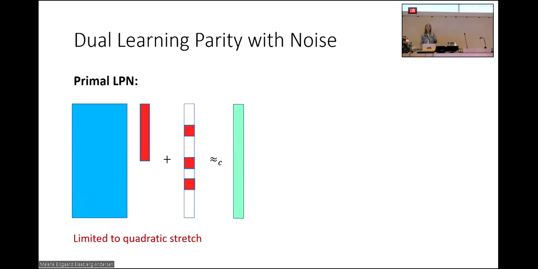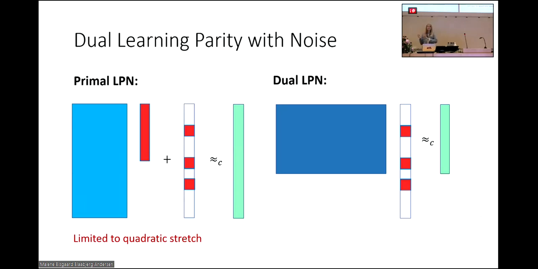The limitation to quadratic stretch you can overcome simply by going to the dual version. So what you can do is multiply by the left kernel, the dual matrix, and this basically gets rid of the secret. Then you can increase the size of the secret, and you can get arbitrary polynomial stretch. The reason on the left-hand side why it's limited to quadratic stretch is that if you choose it too sparse, you can just guess sufficiently many non-noisy coefficients, and again just do Gaussian elimination to get to the secret.